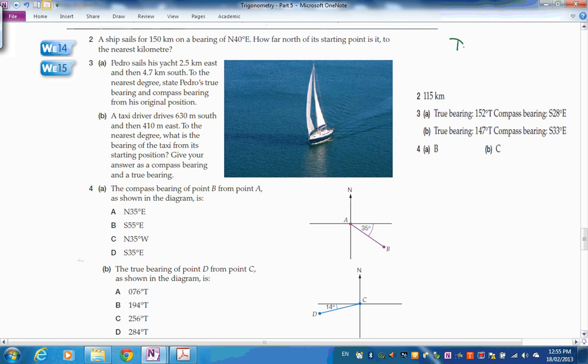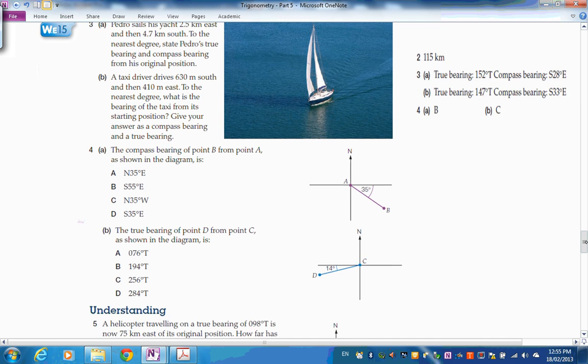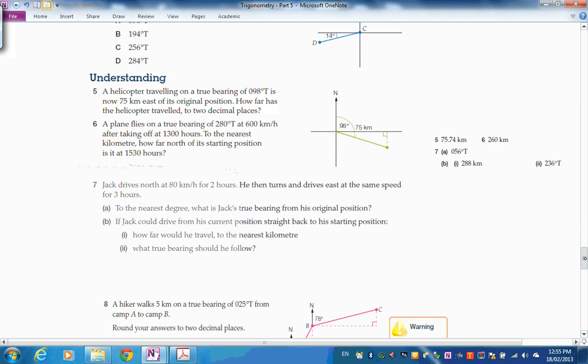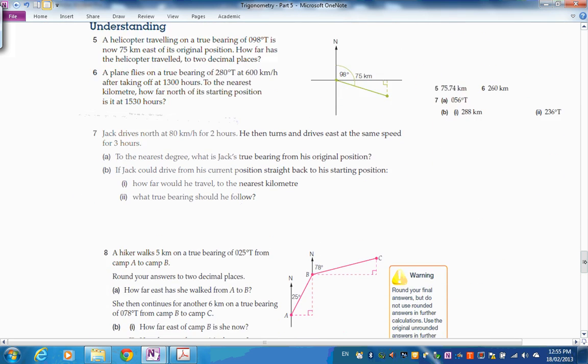Make sure a diagram and careful listing of the information and labelling the diagram is important. Okay, come down, understanding problem, a bit harder here. So number 5, 6 and 7, remember a diagram. And you might use compass bearings on your sheet to remind you they're all at 90 and they are the directions we use.